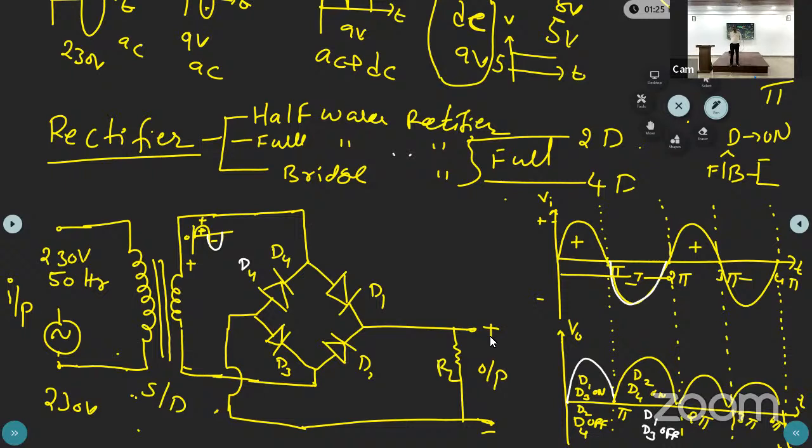Yes, good afternoon. So this is about the rectifiers. Okay, what is the rectifier input we are applying? The rectifier input. Okay, this is the rectifier input, and this one is the rectifier output.